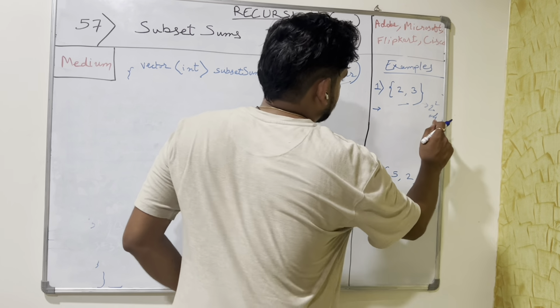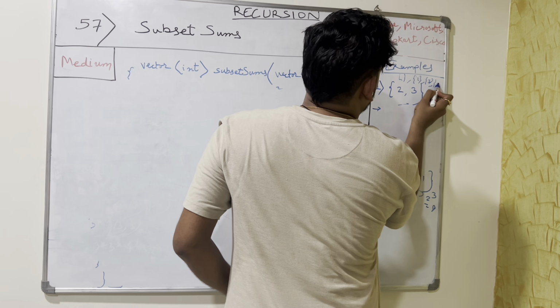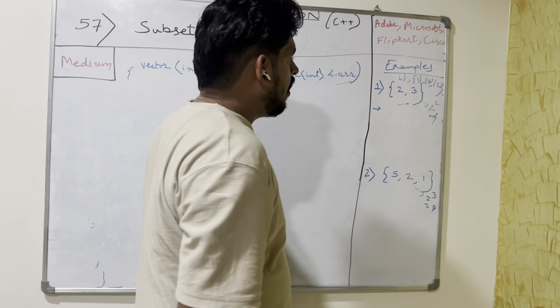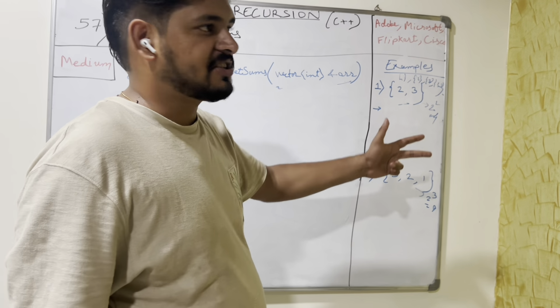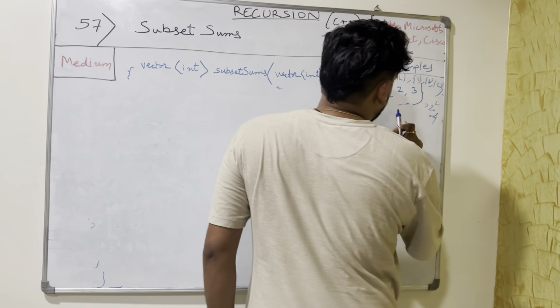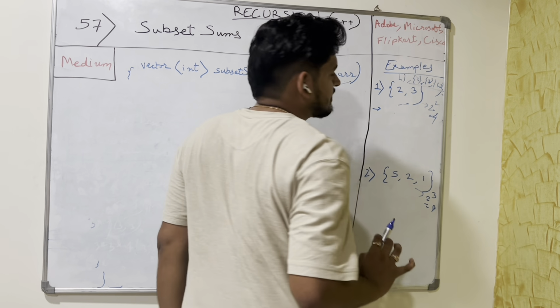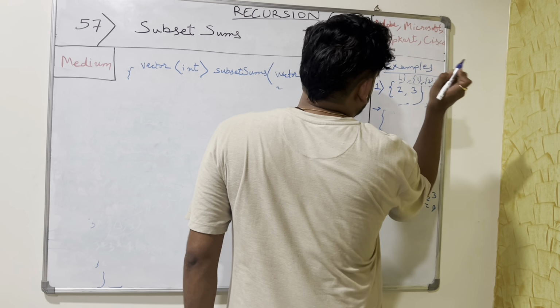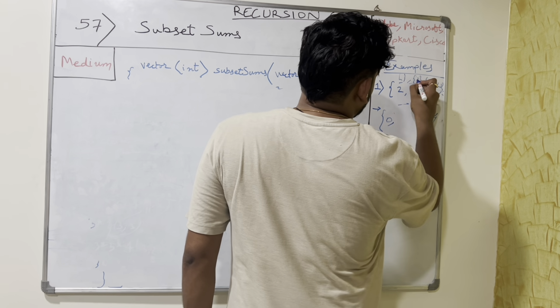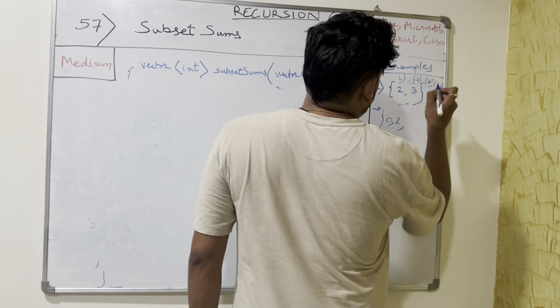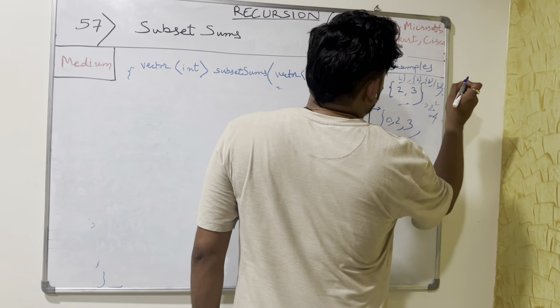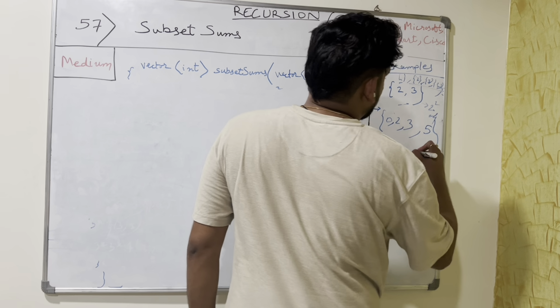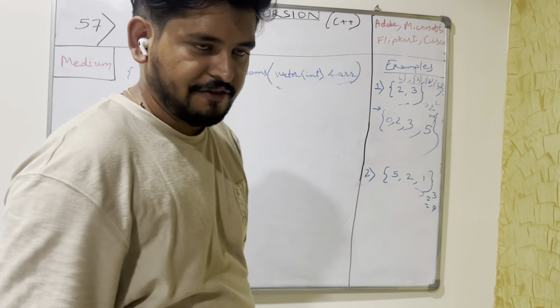So here, for example, this one, what are the subsets? You take nothing, you take 2, you take 3, you take both 2 and 3, right? Now these 4 subsets will have different sums. So you need to print the sum of all the subsets, right? So for this one, what is the sum of this one? 0. What is the sum of this one? 2. What is the sum of this one? 3. What is the sum of this one? 5. So you need to return 0, 2, 3, 5.